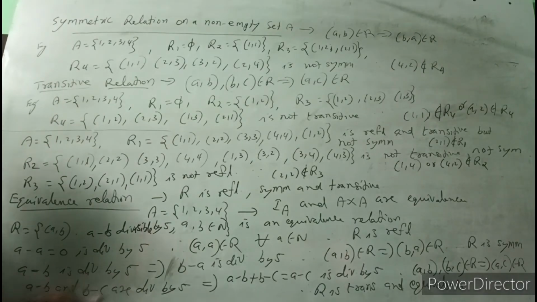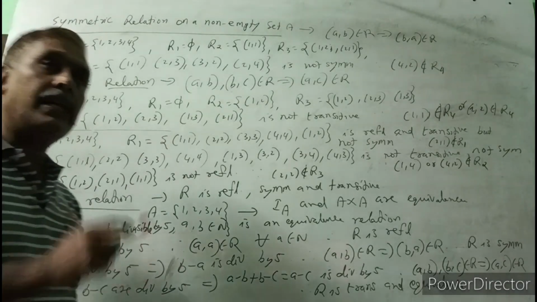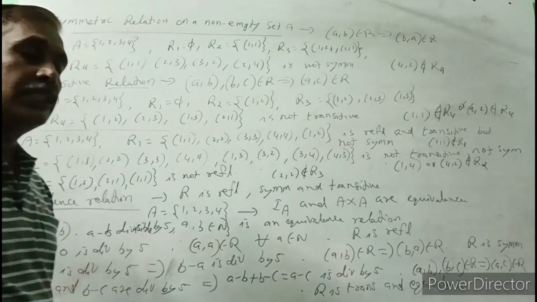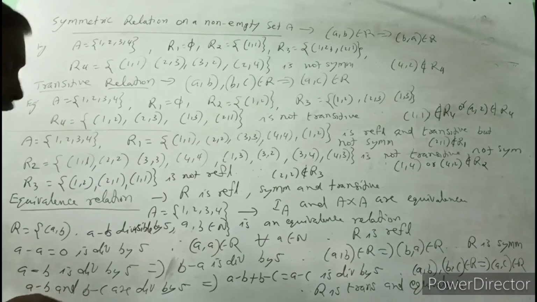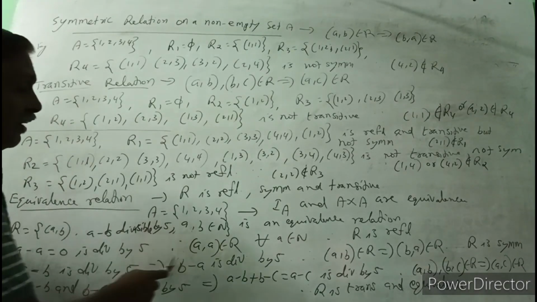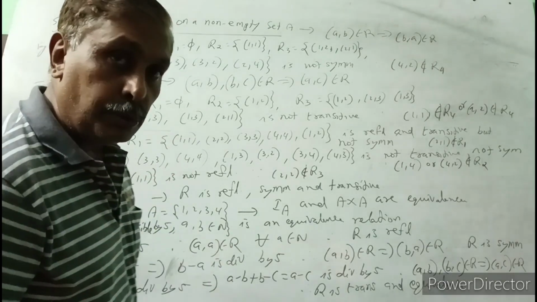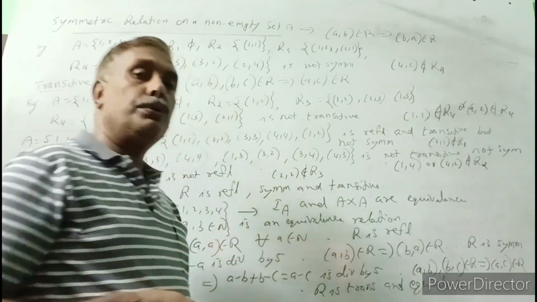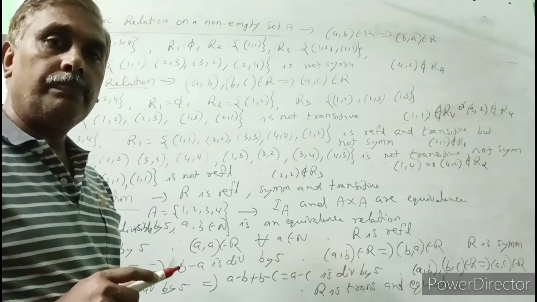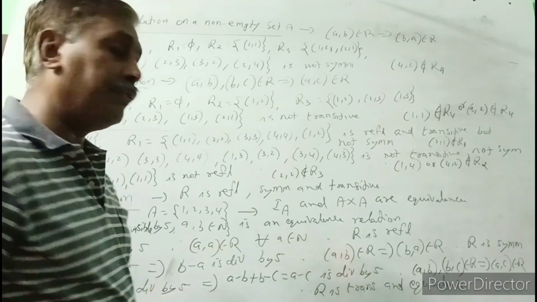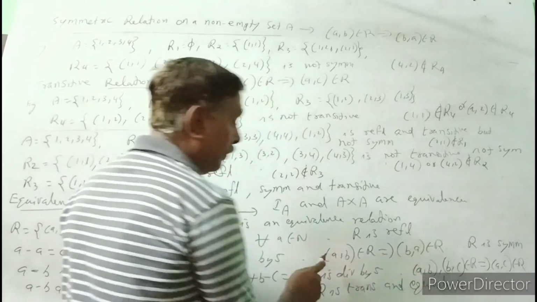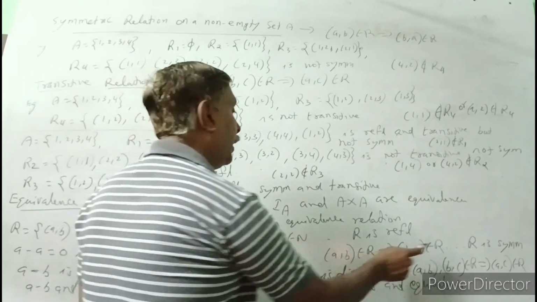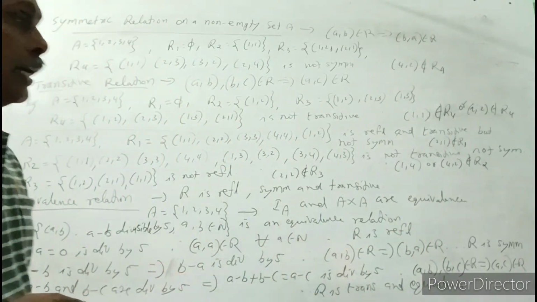Let's see symmetric. a minus b is divisible by 5. For example, (1, 6): 1 minus 6 is divisible by 5. Therefore, 6 minus 1 is also divisible by 5. That is, a minus b divisible by 5 implies b minus a also divisible by 5. (1, 11) is divisible by 5, and (11, 1) is also divisible by 5. Any order you write, not a problem. Negative numbers are also divisible by 5. Therefore, (a, b) belongs to R implies (b, a) belongs to R: if a is related to b, then b is related to a. So you can say R is symmetric.